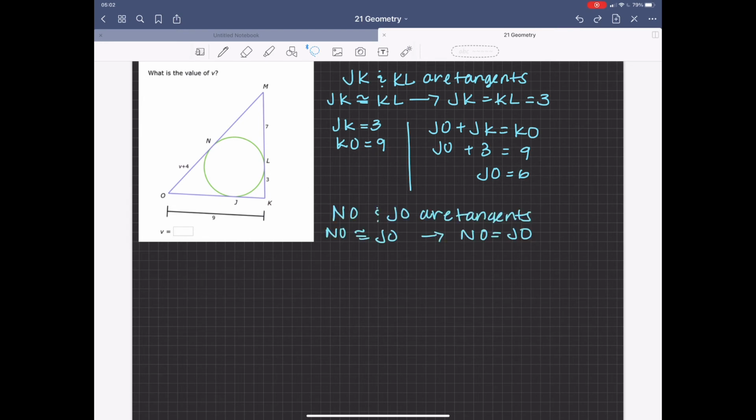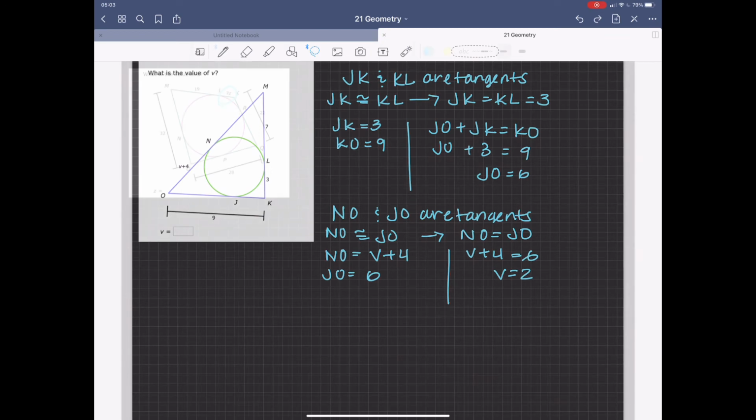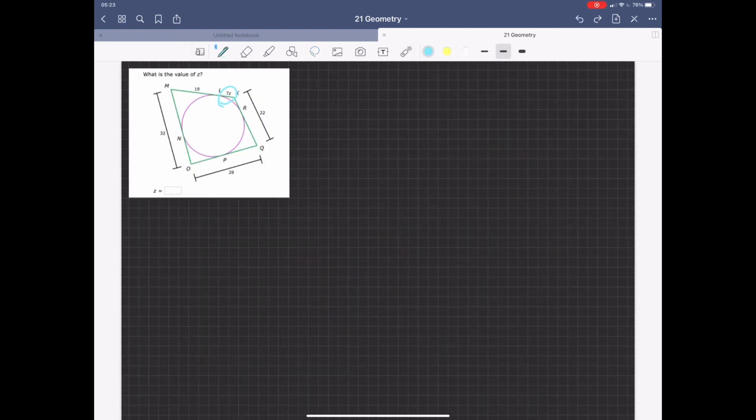Next, I know that NO and JO are tangents. So NO is congruent with JO. And I know that NO equals JO. So NO equals y plus 4. And JO equals 6. So y plus 4 equals 6. Subtract 4 from both sides. And then I get y equals 2. So if you go back to the original question, it says what is y equal to?